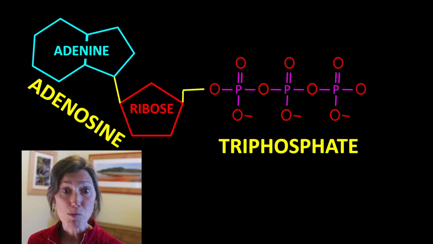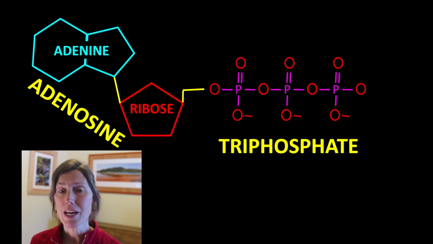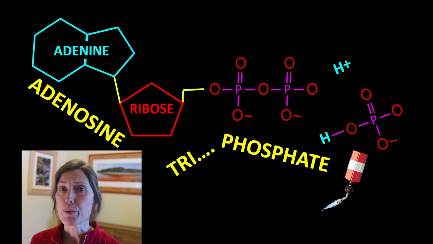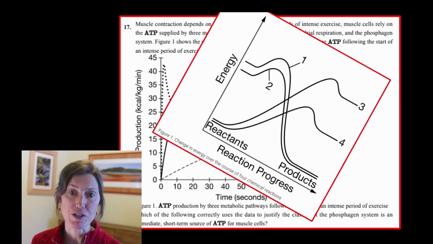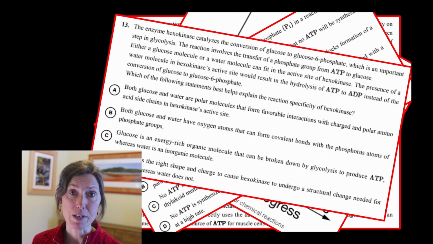In this video, I will focus on the molecule ATP, adenosine triphosphate, and how the hydrolysis of its terminal phosphate results in the release of energy that can then be used to fuel other biochemical processes. I will also cover some key AP Bio exam questions that center around this biochemical energy currency. But let's get started with ATP.